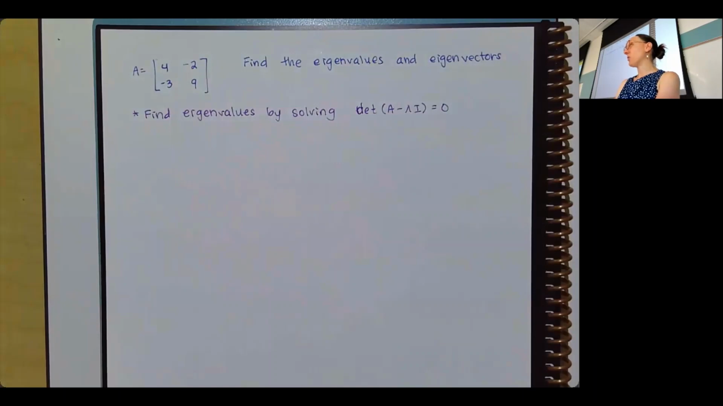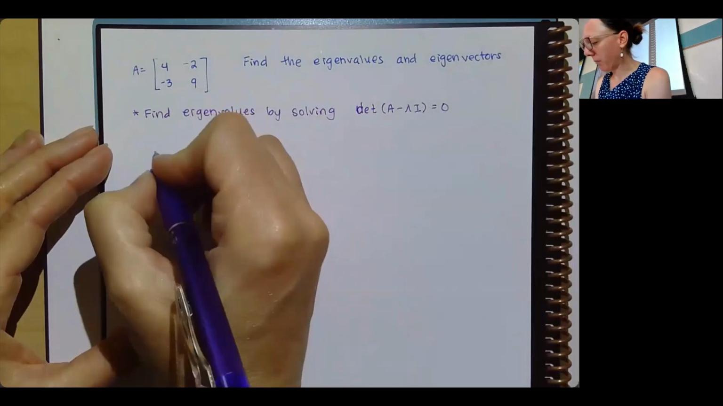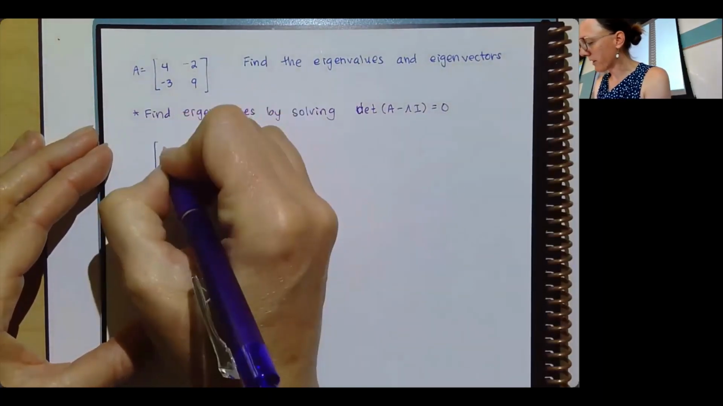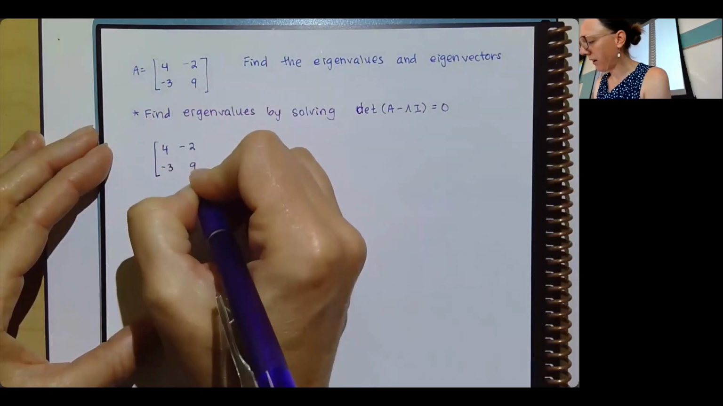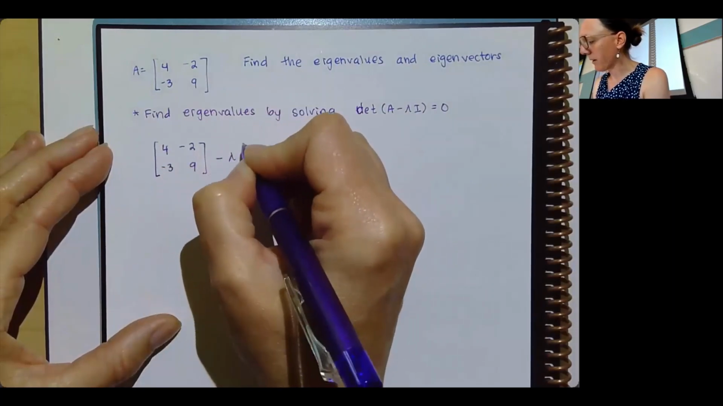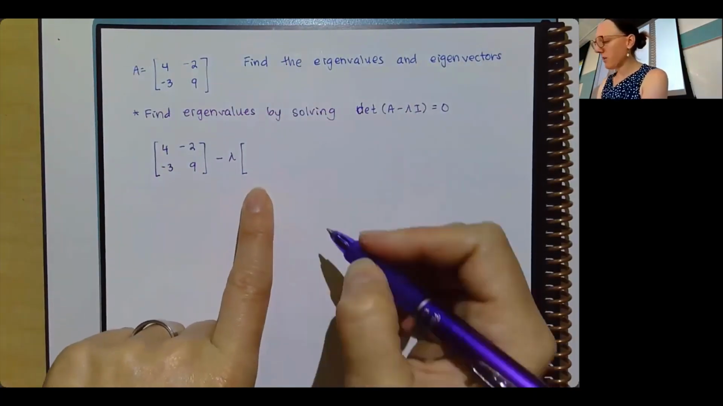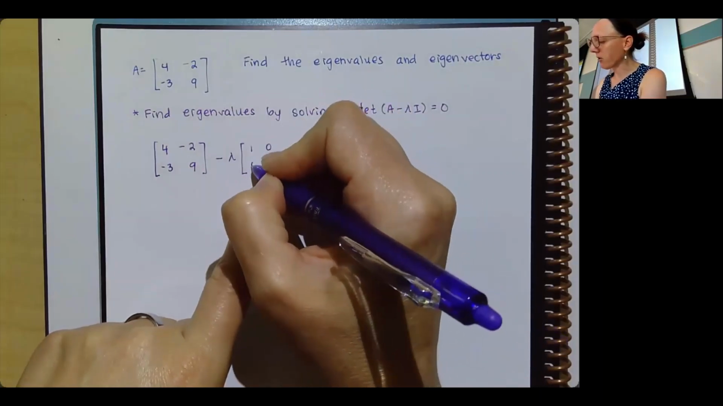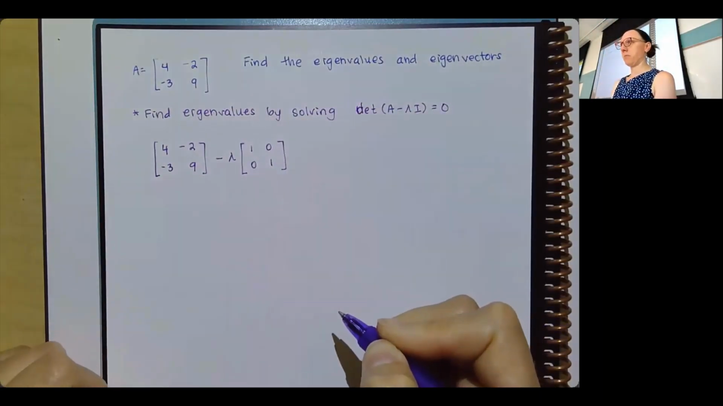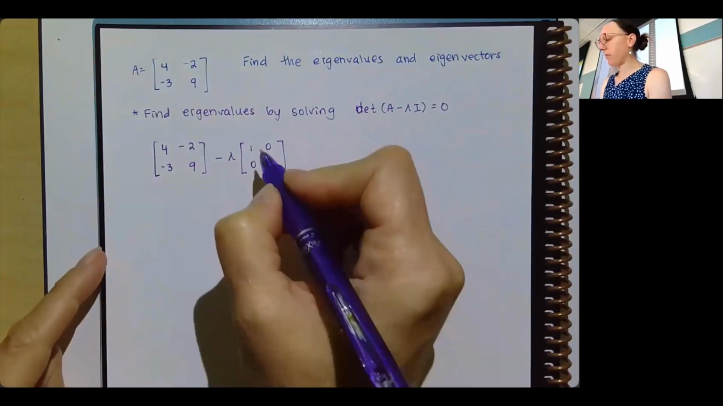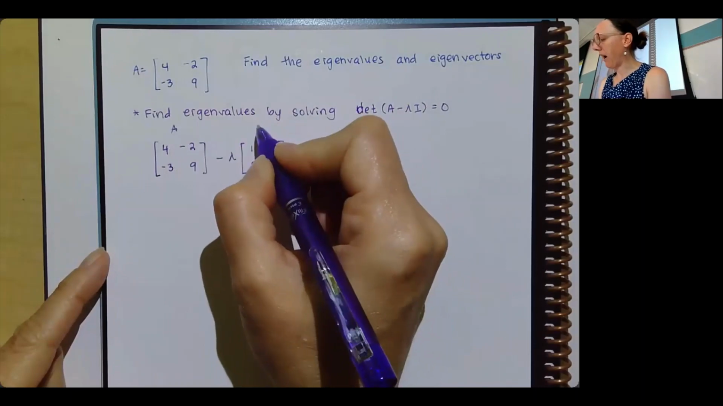So the first thing that I need to do is build what the matrix A minus lambda I looks like. I'm going to do this in 2 steps, but after you've had some practice, you'll probably skip this first step. So I'm going to build the A minus lambda I part. So here's my A matrix, 4, -2, -3, 9, minus lambda times the identity. And because this is a 2 by 2 matrix, I need the 2 by 2 identity. So 1's on my diagonal, 0's on the off diagonal. So here's my A and my I matrix.